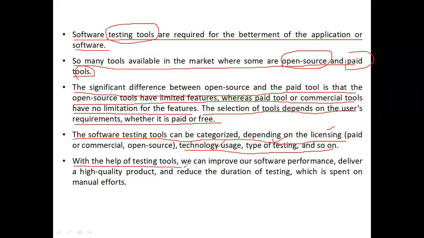With the help of testing tools, we can improve our software performance, deliver a high quality product, and reduce the duration of testing which is spent on manual effort. That means by using testing automation, you can improve software performance, deliver a high quality product, and reduce the duration of testing spent on manual effort.